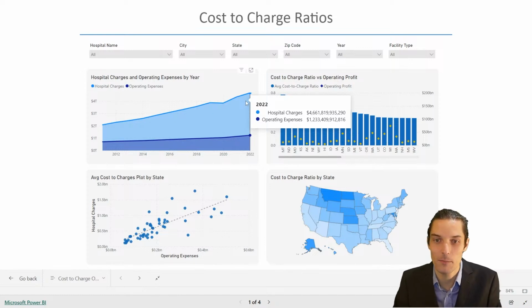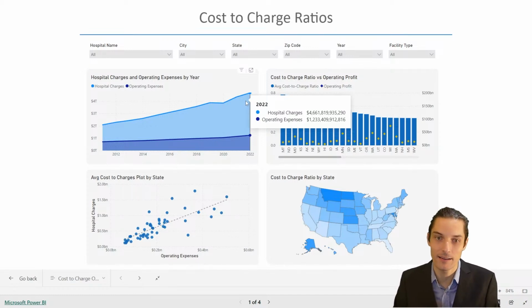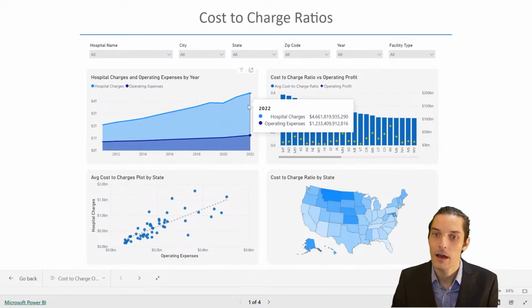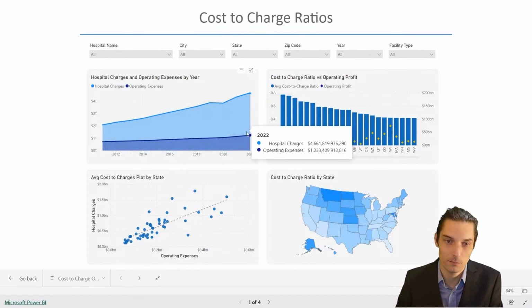This doesn't necessarily mean that insurance companies and individuals and governments are paying 4 times more, but this is the top line charge before any negotiation or discount is provided. And so this is important to note because there's a reason why charges are going up while operating expenses are trending upward in a more regular fashion.